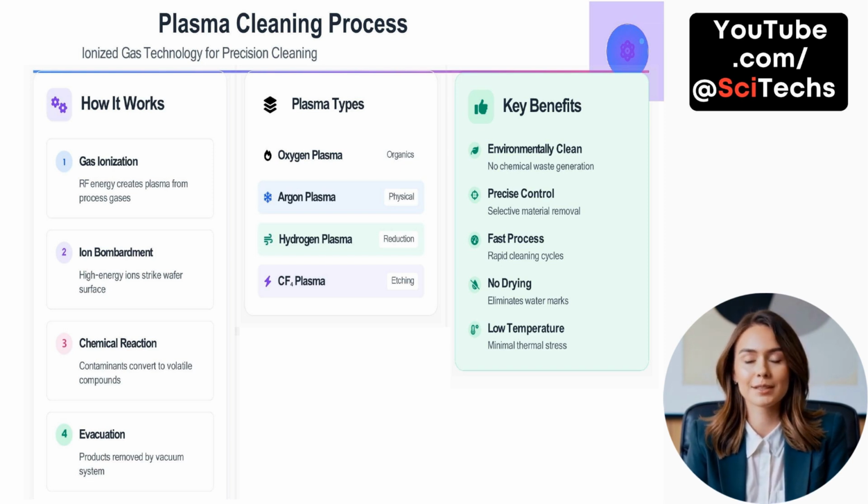Oxygen plasma targets organic residues, argon plasma delivers physical cleaning, hydrogen plasma supports reduction reactions, and CF4 plasma is used for etching. Key benefits include being environmentally clean with no chemical waste, precise control over material removal, and a fast process with short cycle times. Additionally, there's no drying required, eliminating watermarking, and it operates at low temperatures, minimizing thermal stress on materials.